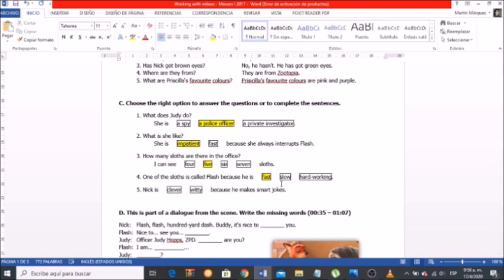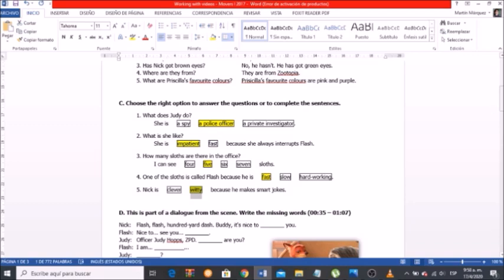Number 5. Nick is very... And we have clever or witty because he makes smart jokes. Witty means like funny. So, very good. Nick is witty because he makes smart jokes. Chistes inteligentes.